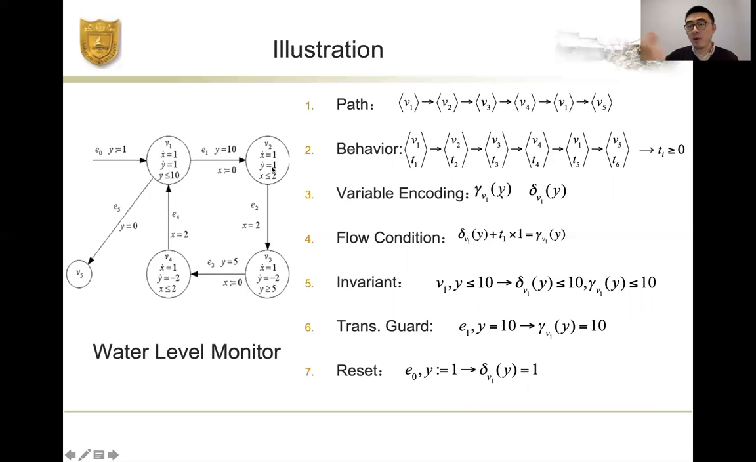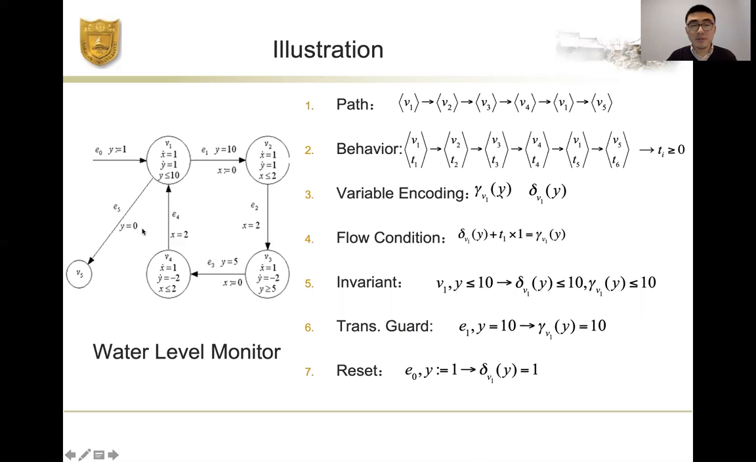And in this case, y, the water level in v2, is still going up by dy/dt equal to 1. But then the time should stay like 2 time units. And then when x reaches 2, y starts to go down. The water level starts to go down. And when the water level reaches 5, then the timer is reset. And after 2 time units, it will go up again.